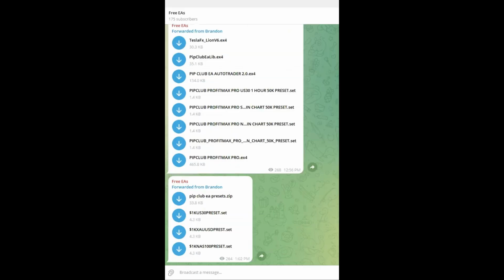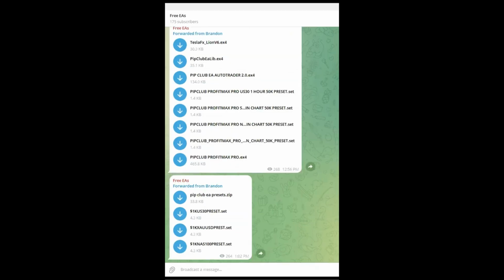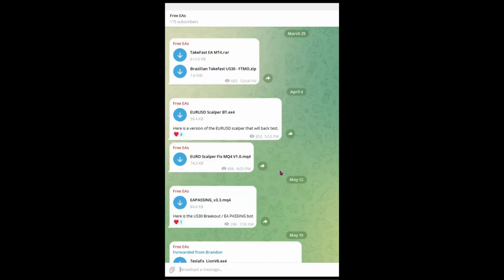That's what I run. You're going to go to the free EA link that I've shown down below. You're going to scroll back until you find EURUSD Scalper BT EX4. There's your file. Here is your Euro Scalper fix. That is your MQ4 file if you want the source code. Either one of those will work. Download them, play with them, do what you will.